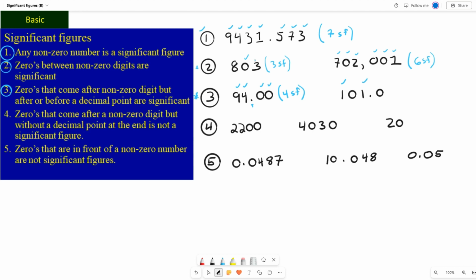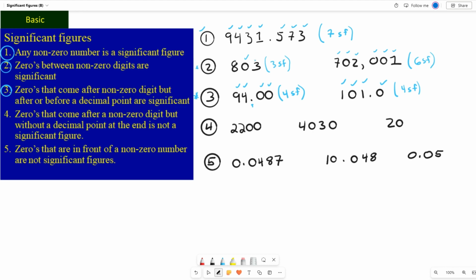Now this is a 0 that's between two non-zero numbers, so that was from rule number 2, so that is significant. And then we have a 0 that's at the end or after a decimal, so that is also significant. So in this example here, you have 4 significant figures. So up to this point, all of the zeros that we've seen are significant if they come in between non-zero numbers or if they're at the end of a decimal number.